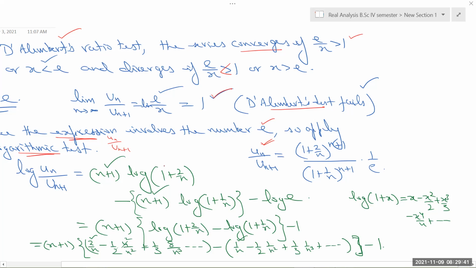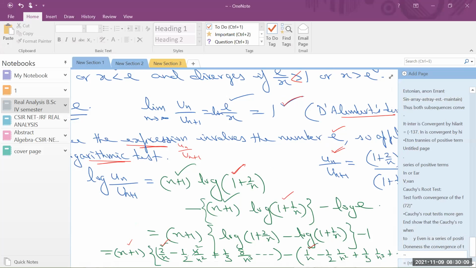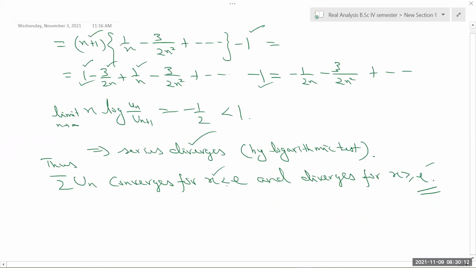So let us expand this log 1 plus 2 by n. One can see that it will be 2 by n minus 1 by 2 of 2 by n whole square and so on, minus, and also expand these two terms. After taking n plus 1 common from both the terms, I have 1 by n minus 1 by 2 times 1 by n square and so on. You can see that 2 by n minus 1 by n will be 1 by n. Similarly, after simplifying other terms, I will get this one: minus 1 by 2n minus 3 by 2n square plus and so on.